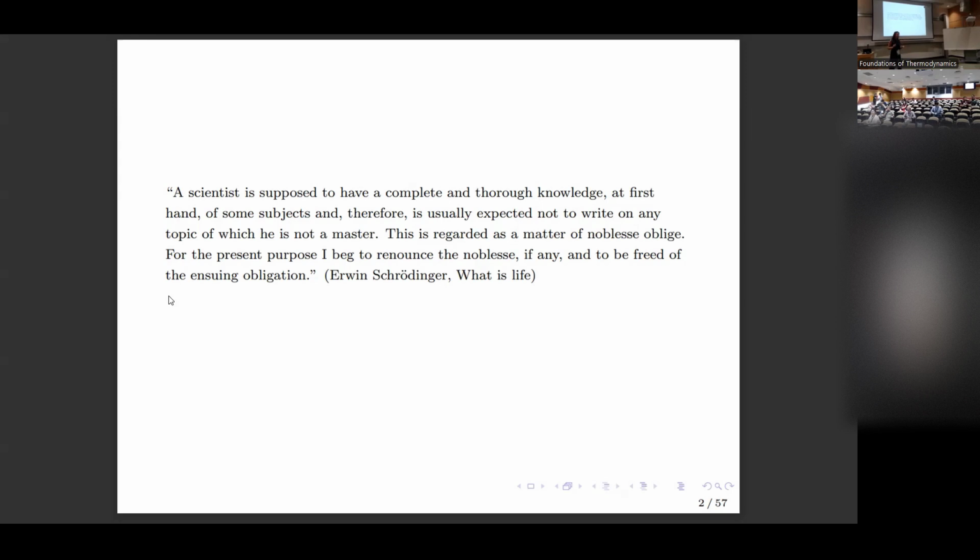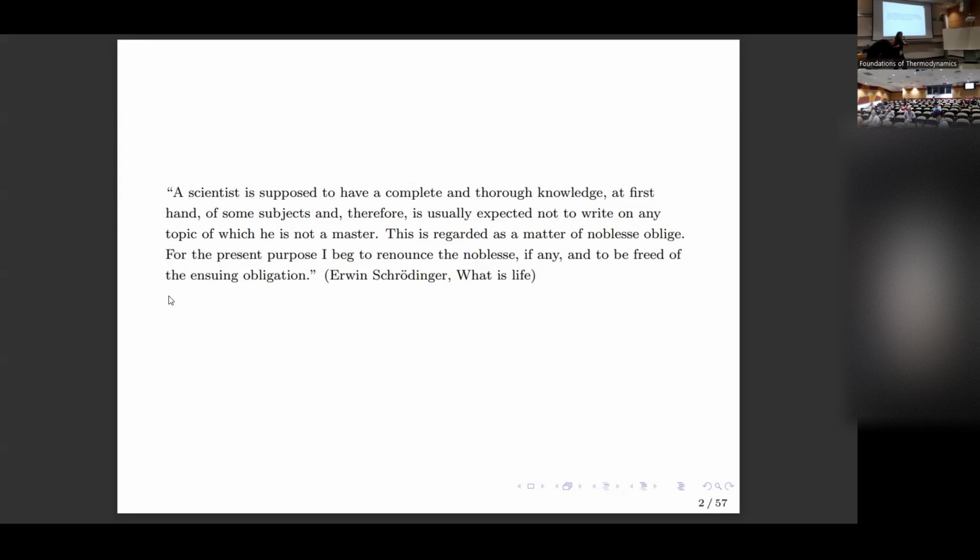And at the very beginning of that book, he says, a scientist is supposed to have a complete and thorough knowledge at first hand of some subjects, and therefore is usually expected not to write on any topic of which he is not a master. This is regarded as a matter of noblesse oblige. For the present purpose, I beg to renounce the noblesse, if any, and to be freed of the ensuing obligation. So he used that to apologize for talking about things that he wasn't an expert of, like biology. And I use the same quote to apologize for talking about so many things in which I am not a very expert. But you will see why.